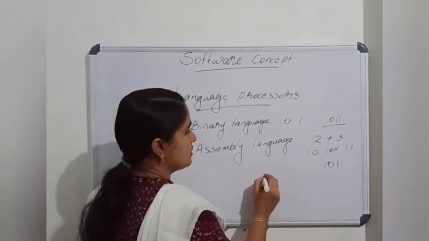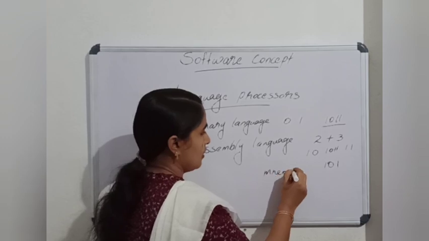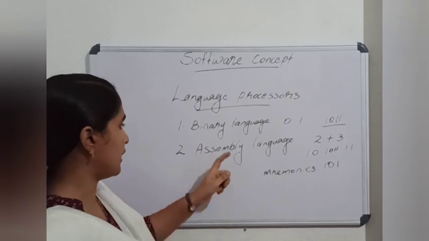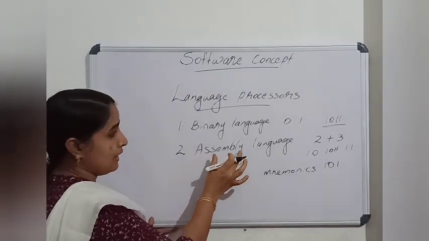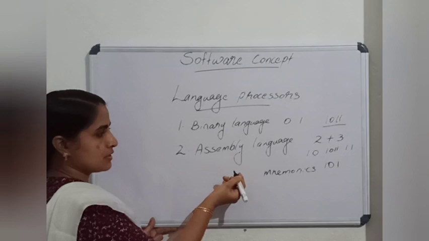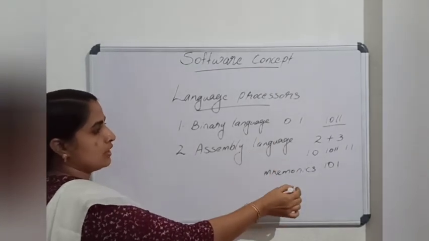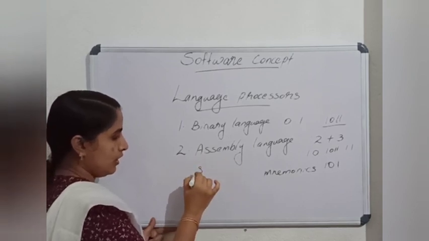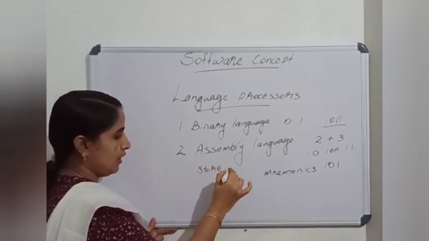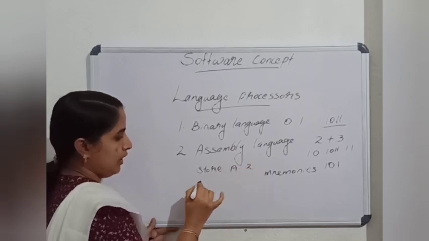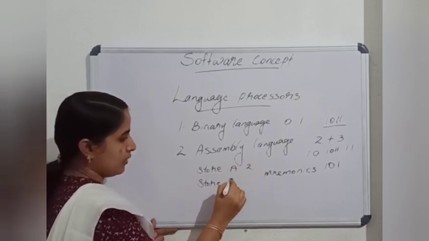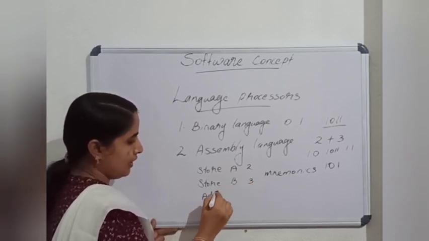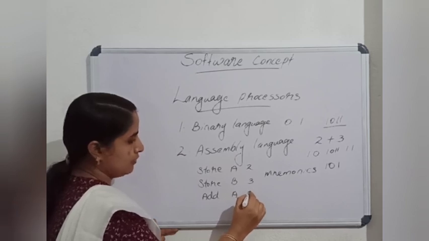So the mnemonic codes, they use some mnemonic codes. For example, the assembly language supports all of this. So the same program we can write using assembly language. To add 2 with 3, I have to assign A as 2. Then next, store B as 3. Then for addition, the add keyword can be used, add A with B.